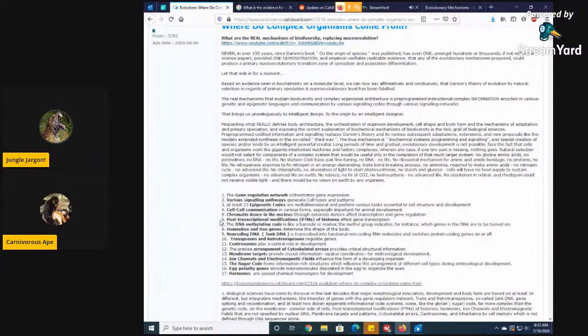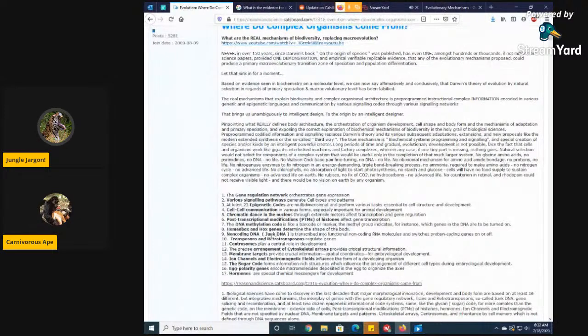Everything is monitored, everything is checked, everything is rechecked. Post transcriptional modification of histones affects gene transcription. The DNA methylation code is like a barcode or marker of the methyl group, which indicates, for instance, which genes in the DNA are to be turned on. Homeobox and Hox genes determine the shape of the body.